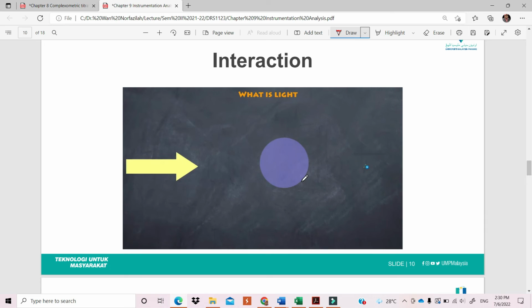Oh, this one is a PDF, so tak boleh play video lah. Tak apa, you guys boleh go through. So the interaction, you will see whether the matter can absorb, emit or scatter the lights. So that is the principle, the concept that you need to understand.